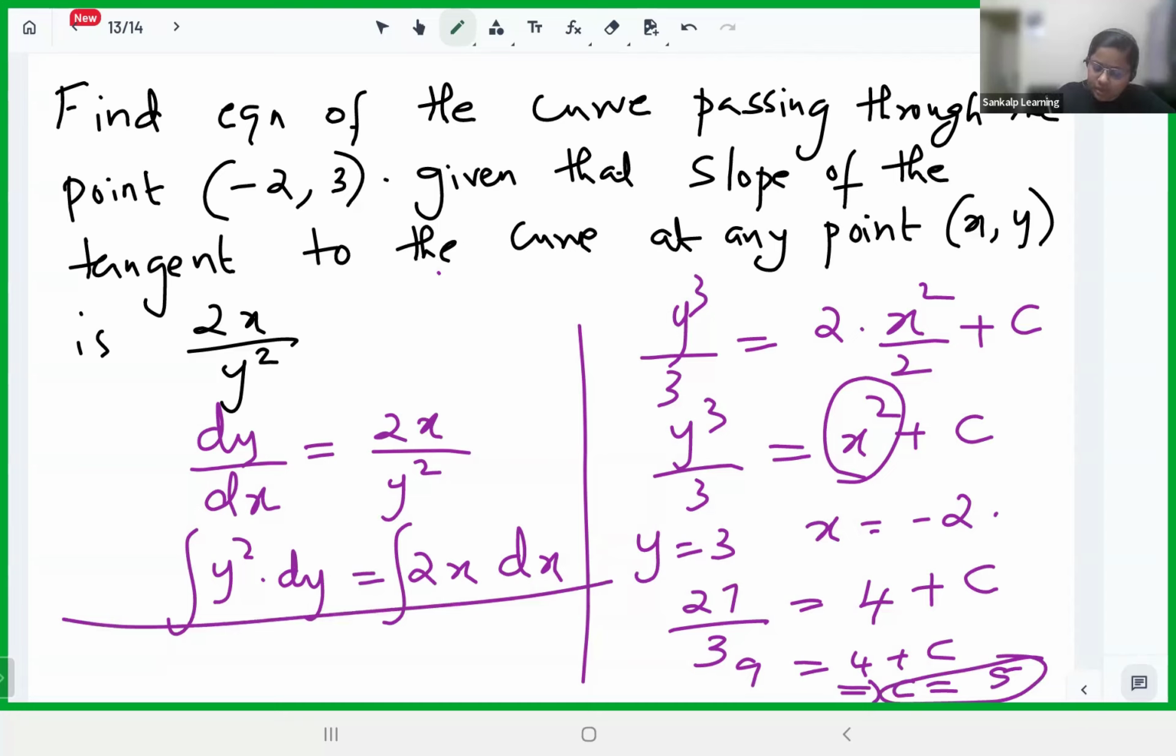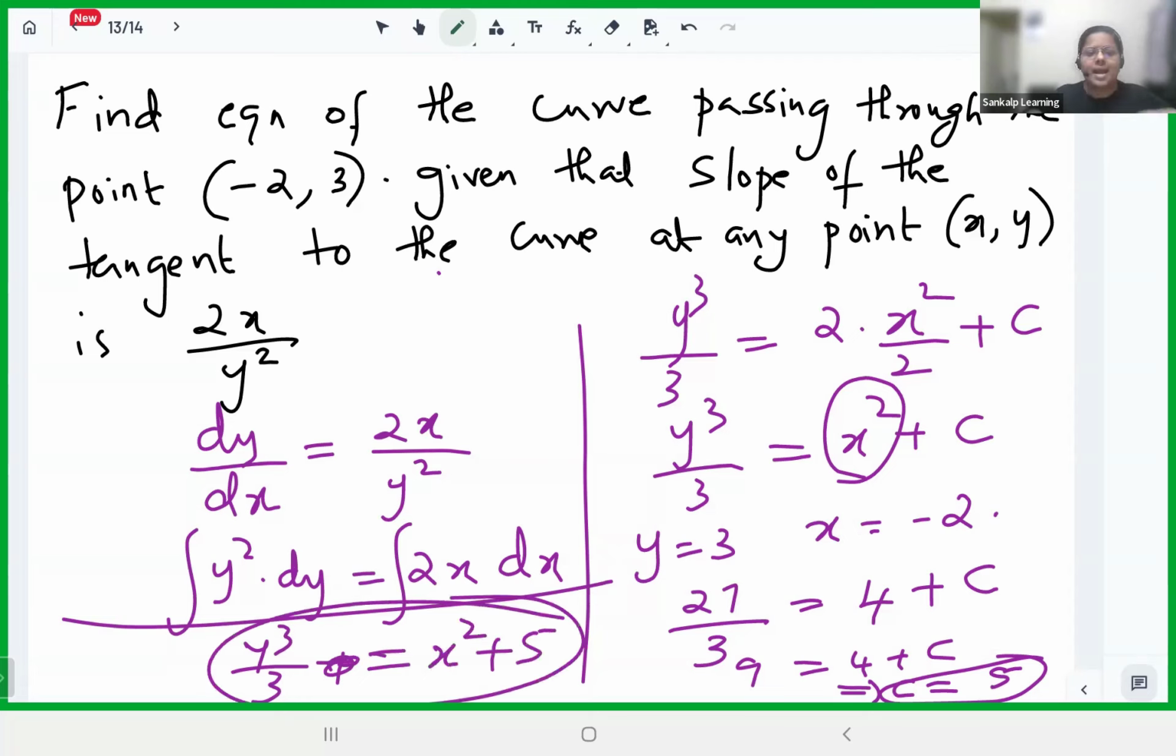So what is the particular solution? y cube by 3 is equal to x square plus 5 is the particular solution, or the equation of the curve passing through the point minus 2, 3. This is how you find the equation of the curve. It is actually the particular solution of that differential equation. All right. So these types of questions are also important in the 2-mark section.